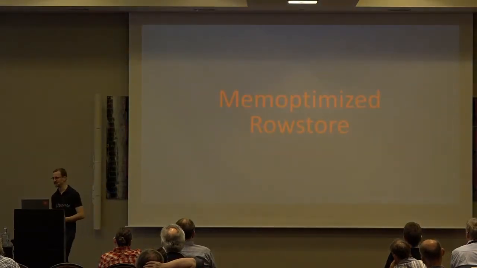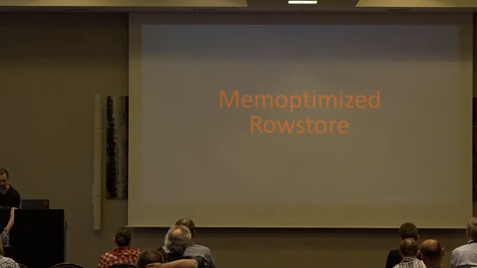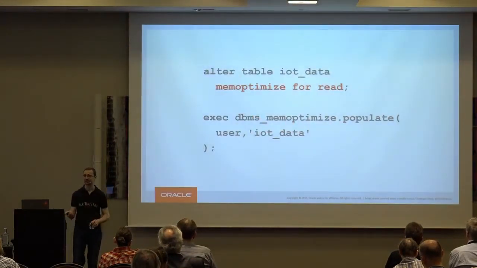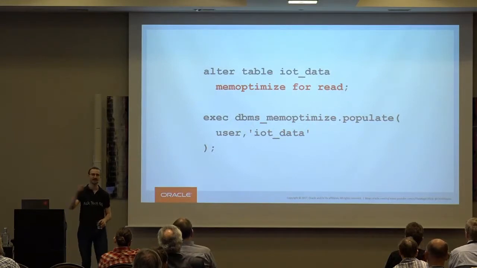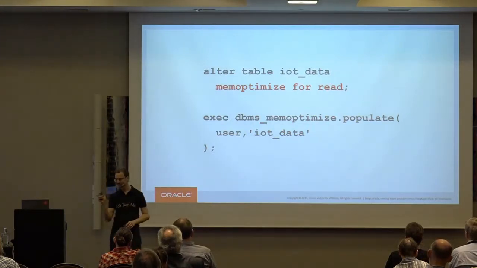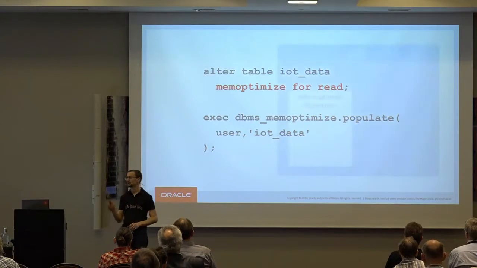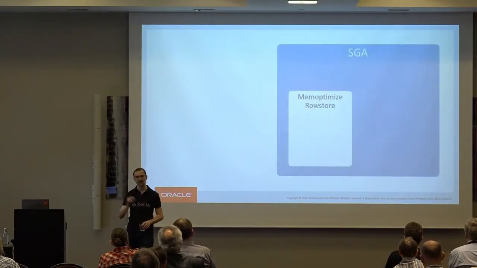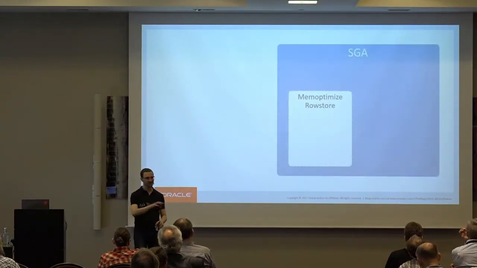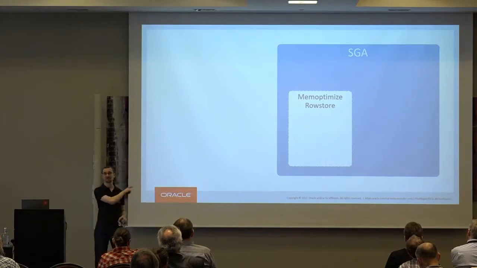In 18c, we introduced something called the Memoptimized Rowstore. To use this, you just alter the table, do memoptimize for read, and then load the table into it. So what is this? What's going on? Well, this is a reserved area of your SGA. So notice if you want to use this, you're stealing memory from something else. So bear that in mind.